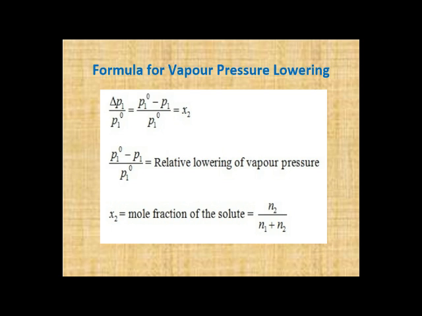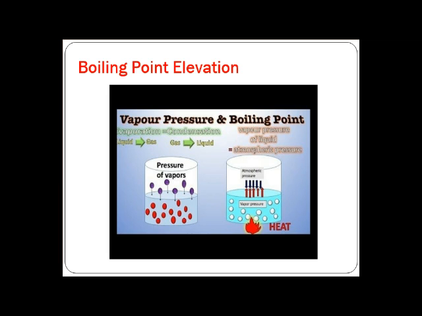The second property, boiling point elevation. What is boiling point? The temperature at which the vapor pressure of a liquid is equal to atmospheric pressure is known as boiling point. At this boiling point, evaporation is taking place and at the same time condensation is also taking place. What is evaporation? Conversion of liquid into gas.